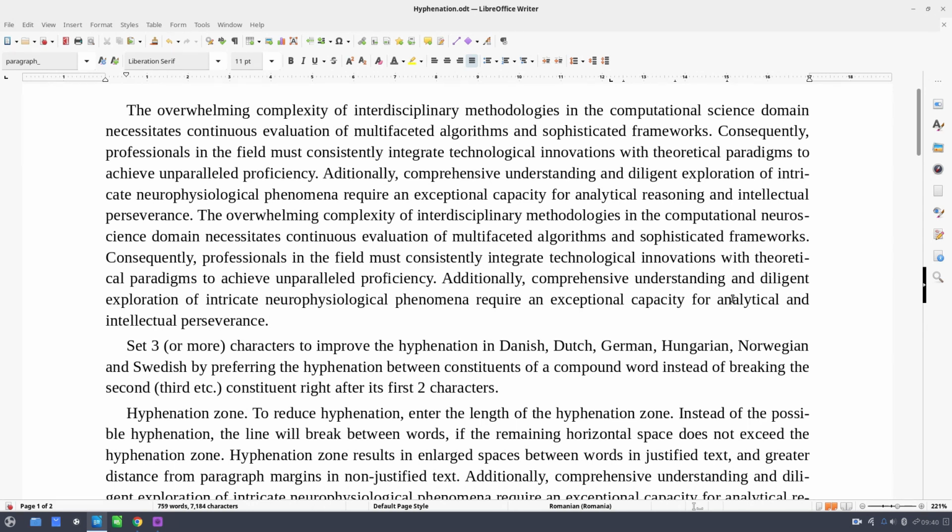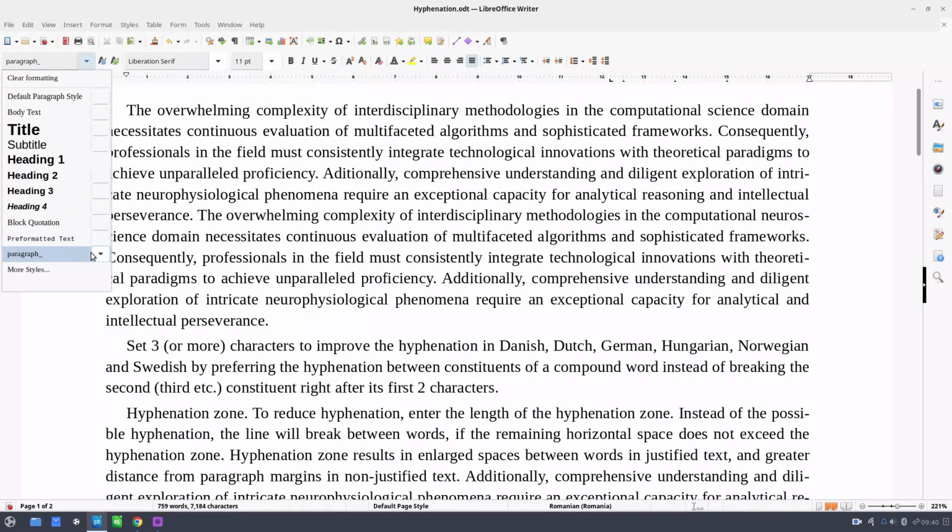Hi, in this video we want to talk about hyphenation. Hyphenation is when a word is split between two lines like that: intricate, neuroscience, and so on. So let's see what tools we have. I applied a paragraph style to this paragraph, so let's edit.